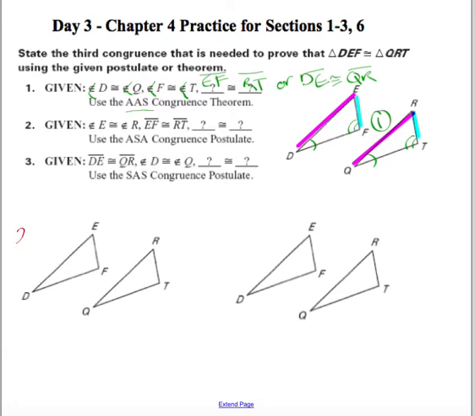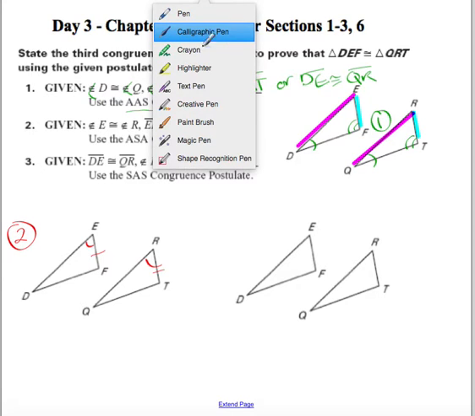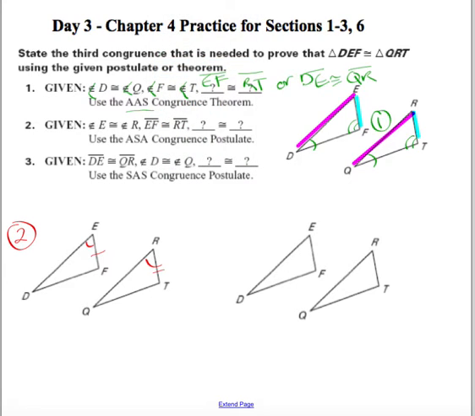For number 2, let's use this picture over here on the left. It says that angle E is congruent to angle R and that EF is congruent to RT. They want us to use the angle side angle postulate, which means that the side will be included. So the side that's given as congruent needs to be between the 2 angles.